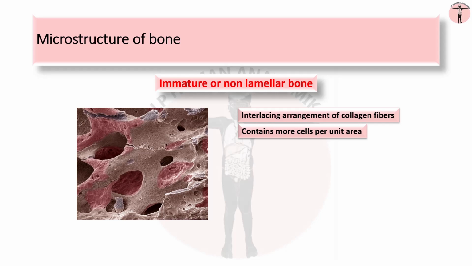It contains more cells per unit area than mature bone, and they are randomly arranged. The matrix has more ground substance than mature bone. It develops more rapidly than mature bone.